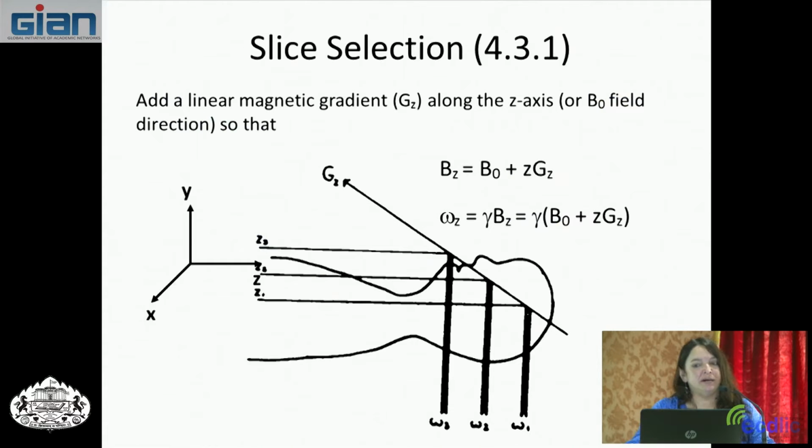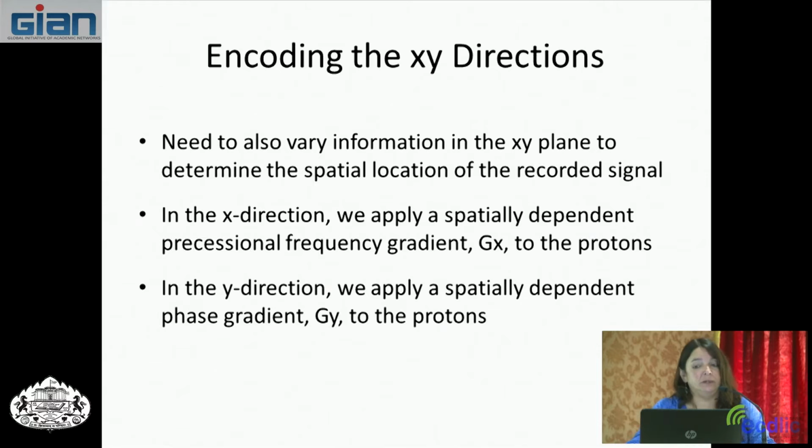Okay, then we talked a little bit about slice selection, how we can add a magnetic gradient, and this will change our Larmor or resonant frequency. So to get spatial resolution, we can change the magnetic field slightly in the slices, and this will allow us to distinguish slices of tissue from each other. Similarly, we can apply different gradients in the X and Y directions to get spatial information in our X and Y plane.